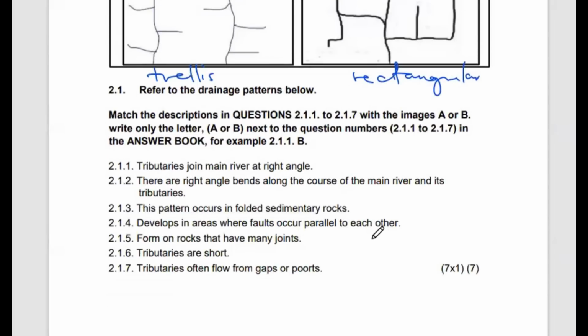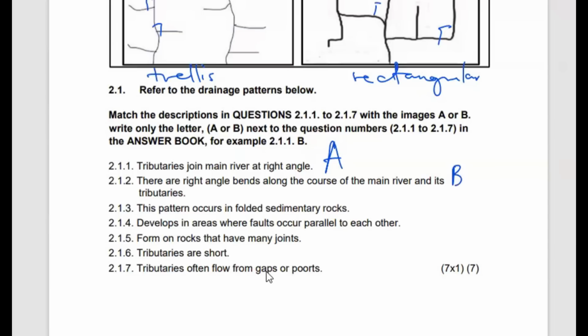The first question says, tributaries join the main river at right angles. This is typical of A. We are seeing our right angles. So that is A for the first question. There are right angle bends along the course of the main river and its tributaries. Automatically, right angle bends, we are seeing them there. So that is B.